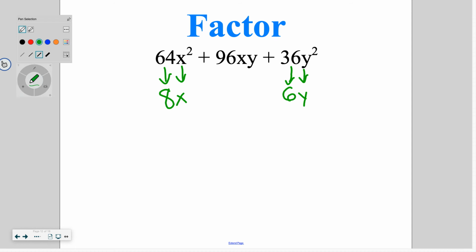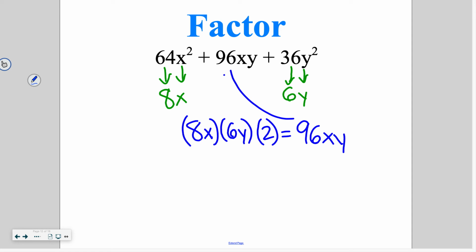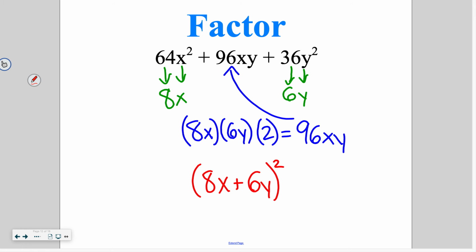You're still going to then follow that same portion in the middle. 8x times 6y times 2. 8 times 6 is 48, times 2 is 96, and then we have 96 with an x and a y. That does match our middle term. So our final answer ends up being 8x, middle sign is plus, so plus 6y squared.